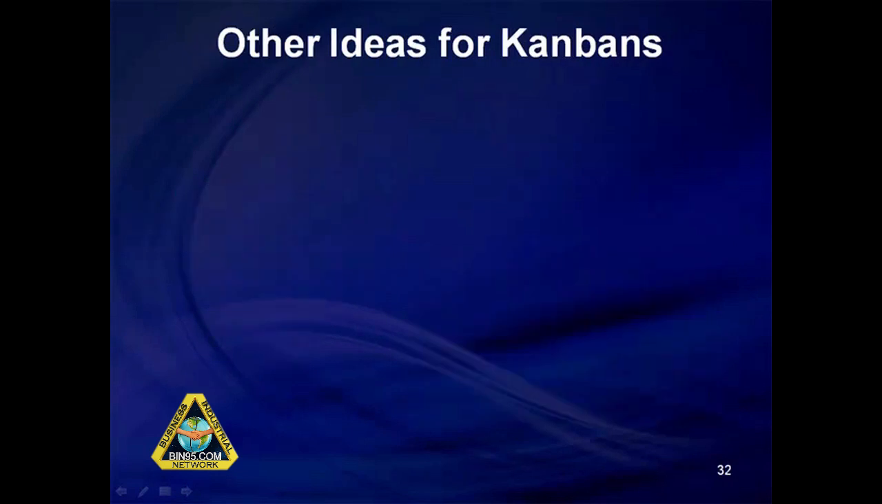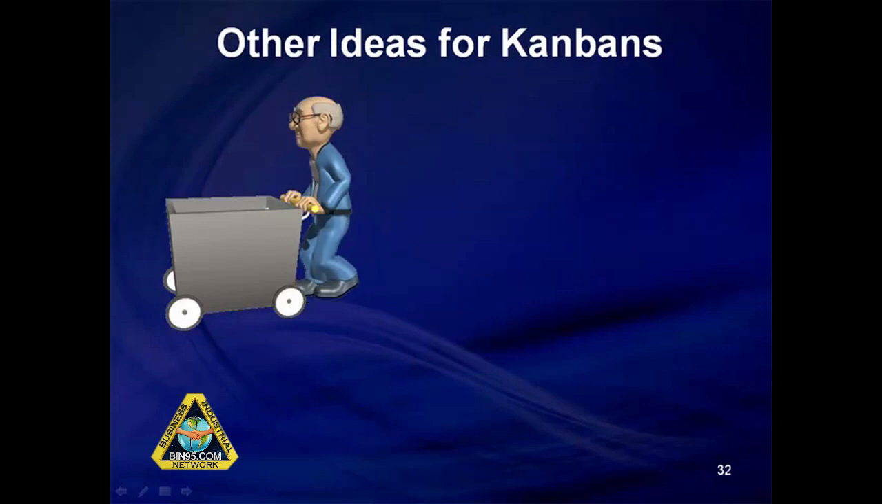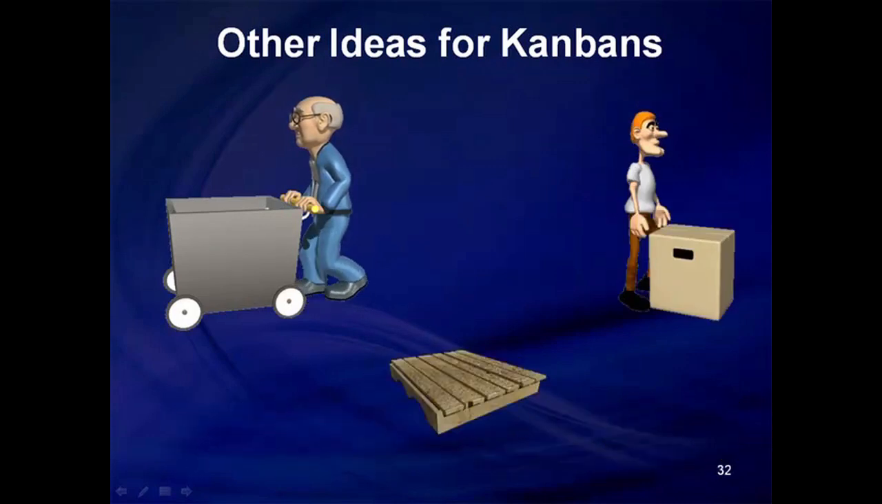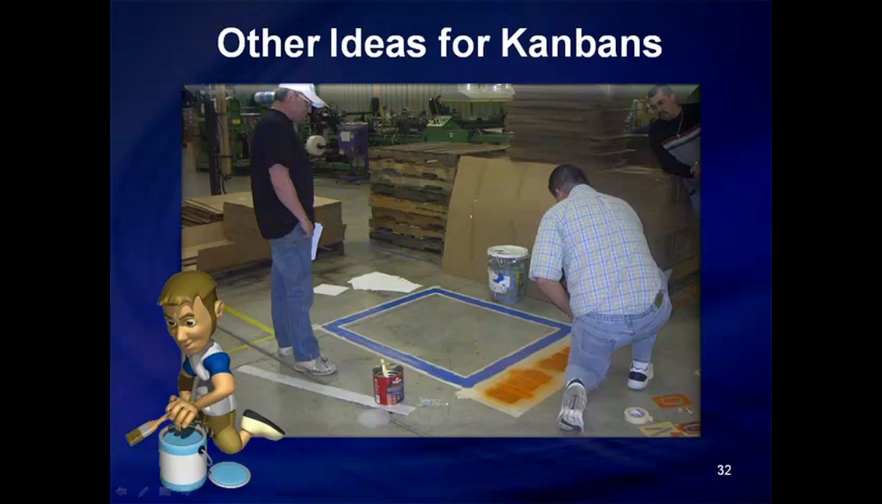Implementation of Kanbans is a very creative process. You can consider using a cart as a Kanban, or a simple pallet, or any type of box. You can create a Kanban square on the floor that, when empty, will be a clear signal or indicator that product needs to be produced.